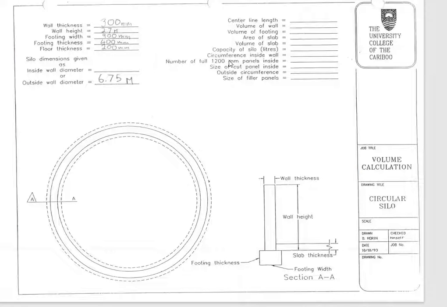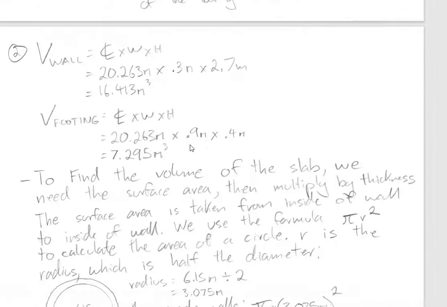Next question, so we need this to get the next question. Number of full 1200 millimeter panels on the inside. So if we're doing a formwork on this, and we're using 1200 mil panels, which is a 4-foot panel, how many of these panels are we going to need? I guess is the question. At this point, we're going to disregard the wall height, because we don't actually have the length of our panels, we just have the width. So we're going to divide the circumference on the inside by 1200 millimeters to figure out how many of those panels are going to be needed for the formwork on the inside there.